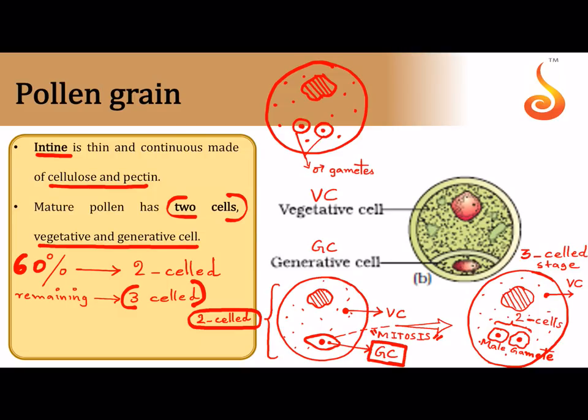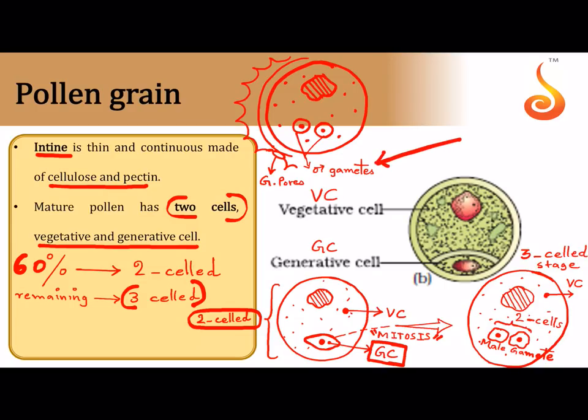And like I told you, this is the cell membrane of the vegetative cell, this is the inner cell wall called intine, and this is the outer ornamented cell wall which is called exine. There are parts where only intine is present and exine is absent. And what are these parts called? Like I said, these parts are referred to as the germ pores or the germ furrow. So in 60% cases, the pollen is liberated in two-cell stage, otherwise it is liberated in three-cell stage.